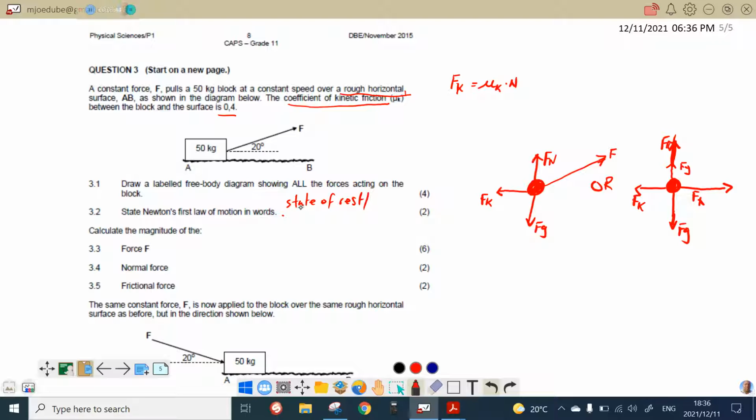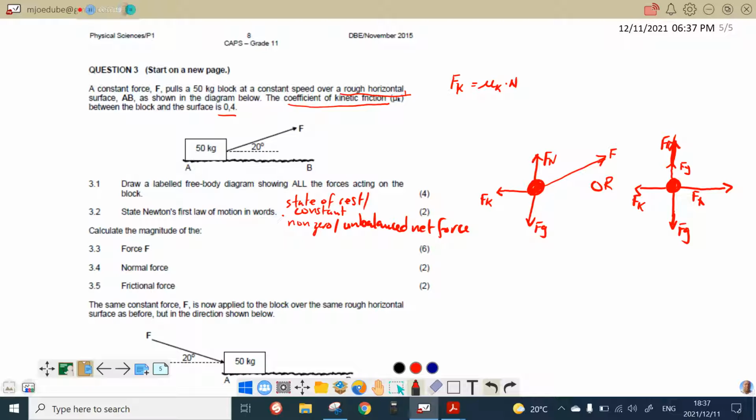or constant velocity, unless it is acted upon by a non-zero or unbalanced net force. So these are key words to remember when you are giving the law. Stating the law as according to the exam guidelines, you need to learn that.